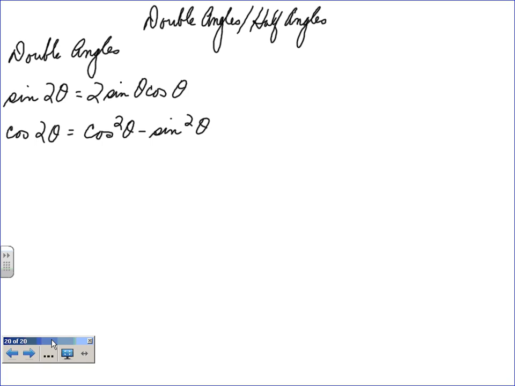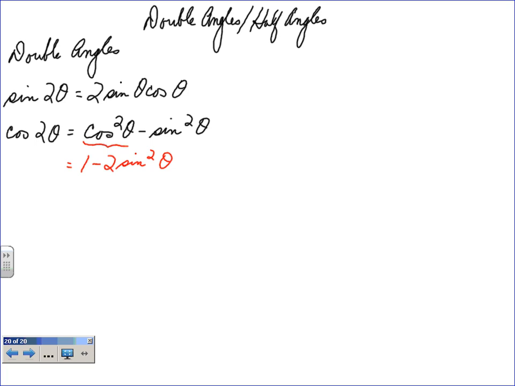From the Pythagorean identity, can you tell me what cosine squared is equal to? 1 minus sine squared. So 1 minus sine squared minus sine squared would be 1 minus 2 sine squared. It's just a different form that we can use, and that's also cosine of 2 theta: 1 minus 2 sine squared theta. Because you know sine squared theta plus cosine squared theta equals 1. All right, you guys have committed that one to memory.